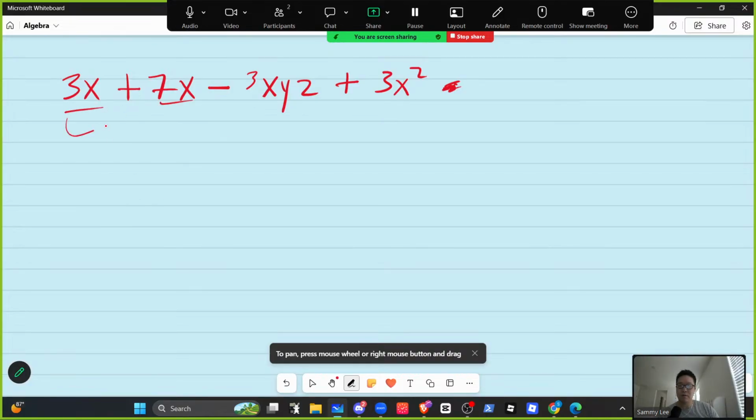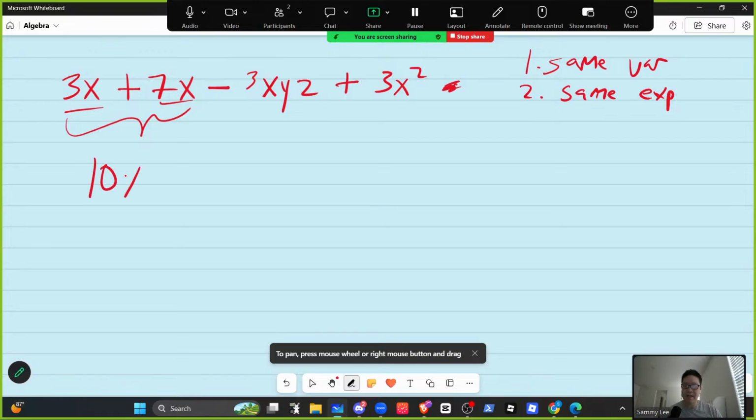Yeah, that's it. So like terms are when you have the same variable and the same exponents for those variables. So we can actually combine like terms. 3x and 7x are like terms, so we can combine them into 10x. So this would be 10x minus 3xyz, and then plus 3x squared. Yeah, that would be the simplified form.